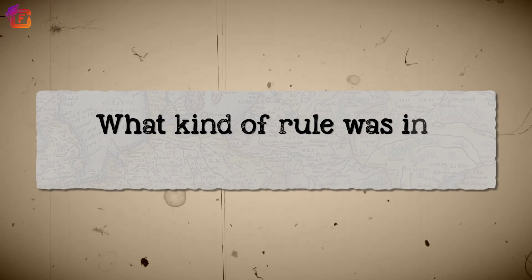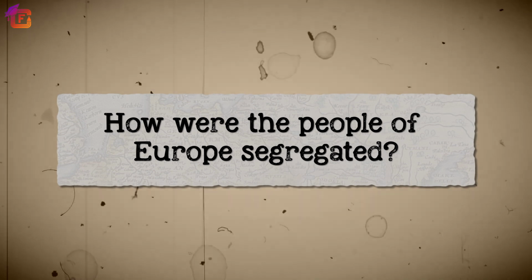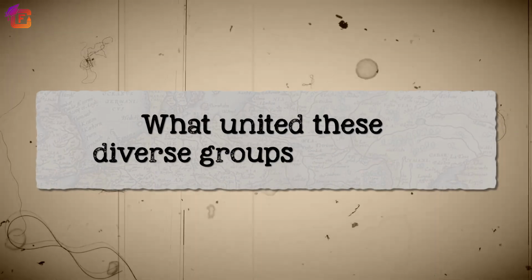What kind of rule was in Europe before the revolution? How were the people of Europe segregated? What united diverse groups of people?